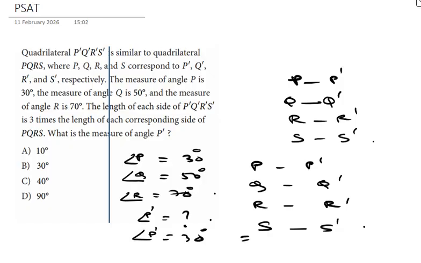Okay. Now the question also tells us each side of P dash Q dash R dash S dash is 3 times the length of each corresponding side of PQRS. This means the scale factor is 3. But here is the important concept. The scale factor only changes the side lengths. It does not affect the angle measures, and angles remain exactly the same in similar figures. So even though the new quadrilateral is 3 times larger, the angles remain unchanged.